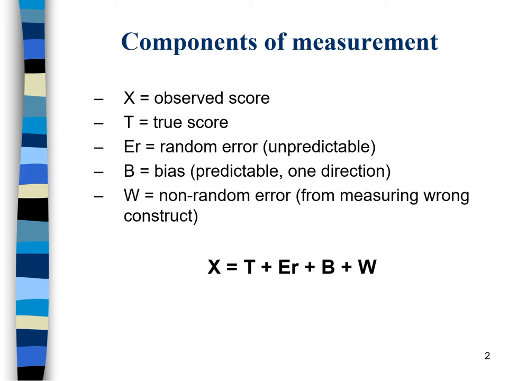We will talk about that more in the follow-up lecture, measurement theory part three. So let's go ahead and dive into talking about bias, and then we will talk about reliability and its relationship to that random error component. Let's go ahead and move on.